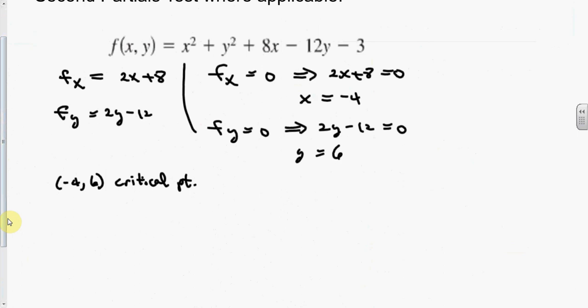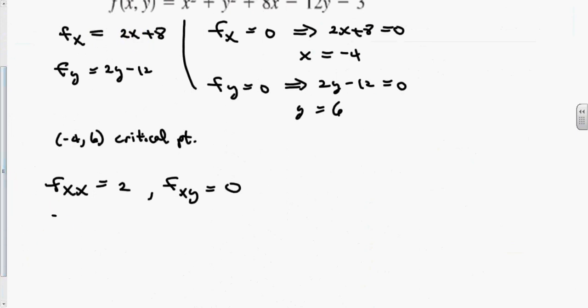Now we find the second partials in order to use the second partials test. So second partial of f with respect to x is 2. Second partial of f with respect to x, then y: I look at this first partial with respect to x, and then I take the partial of it with respect to y. Well, that's 0. You remember the mixed partials are the same, so that's 0. And then the second partial of f with respect to y, here this guy is 2.